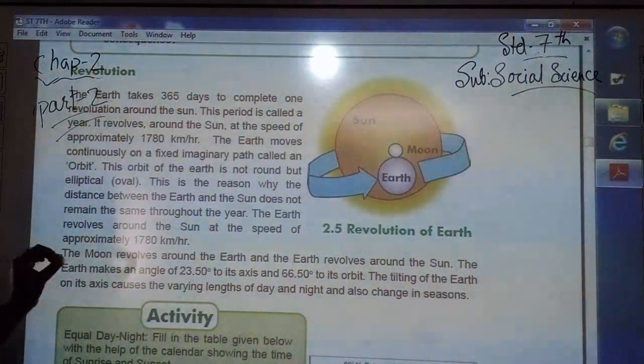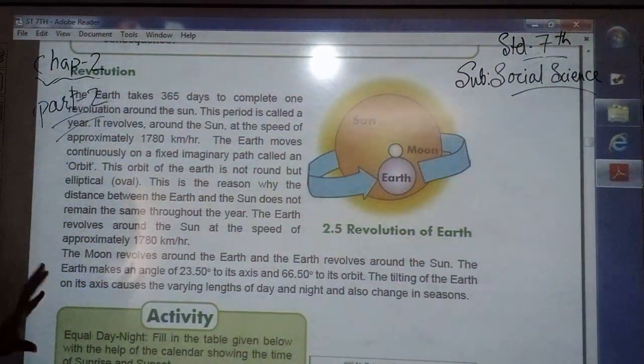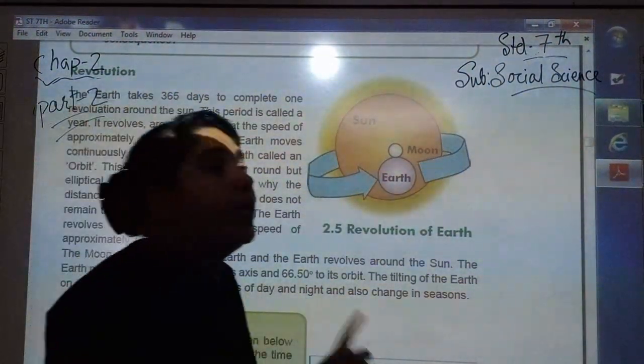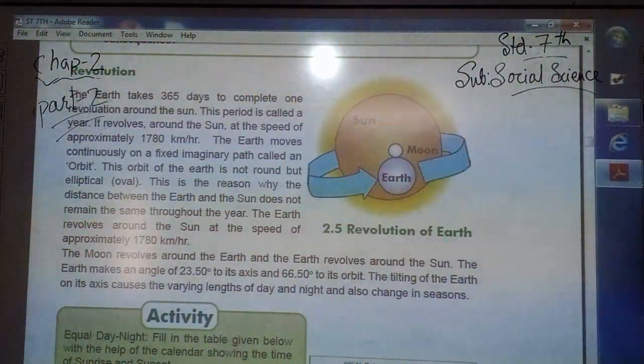The earth revolves around the sun at the speed of 1780 kilometers per hour. What is the speed of the earth while revolving around the sun? It is 1780 kilometers per hour. It has its own speed. Understood that thing?